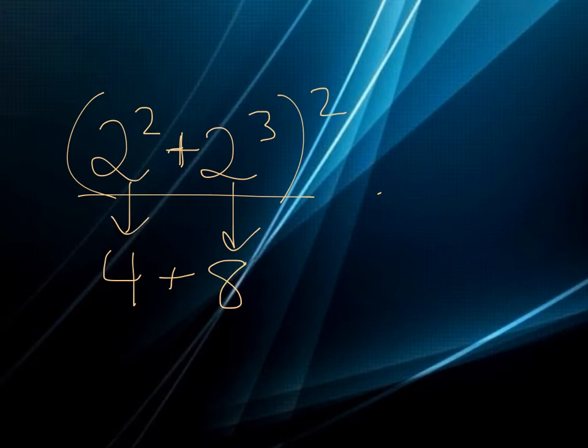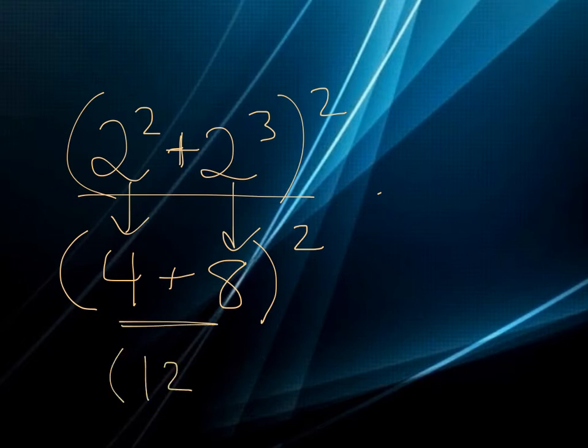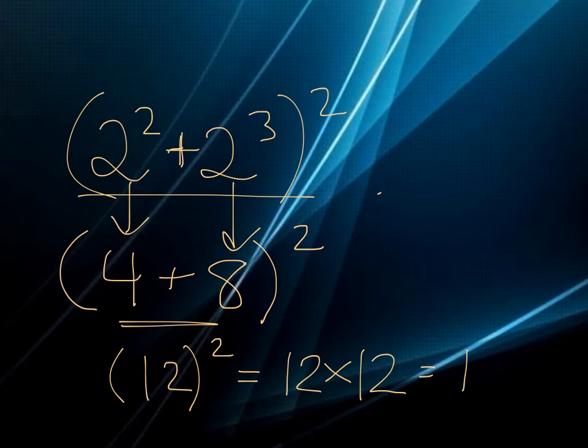And this whole thing should still be in brackets, and it's to the power of 2. Okay, so still solving the brackets first. 4 plus 8 gets me 12, so it's 12 squared, which is simply 12 times 12, which is 144. So that's it.